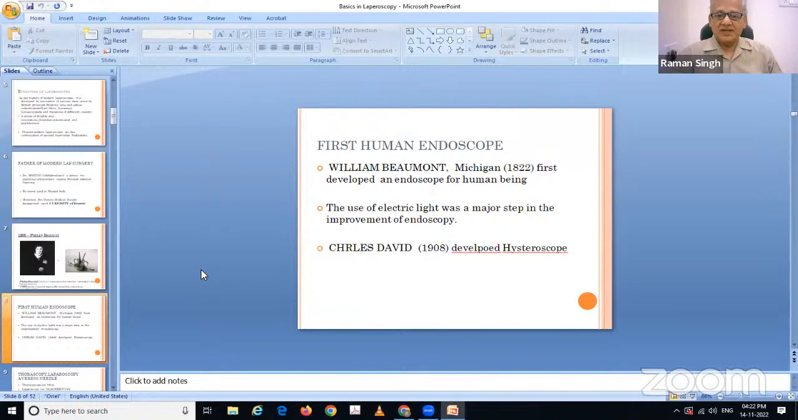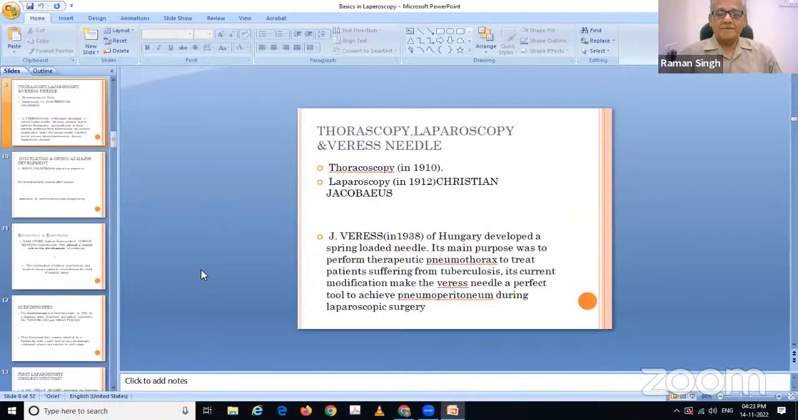The use of electrical light was a major step in the improvement of endoscopy. David in 1998 developed the stethoscope. Gradually the scientists were developing various types of instruments, and in 1910 the first thoracoscopy was done, and laparoscopy was done in 1902 by Christian Jacobius.